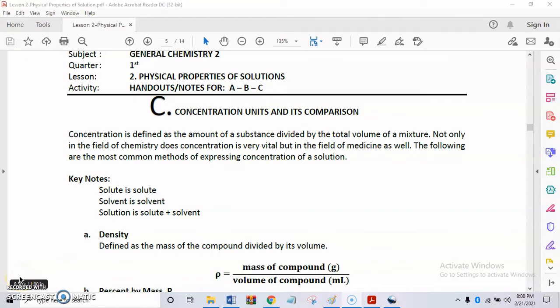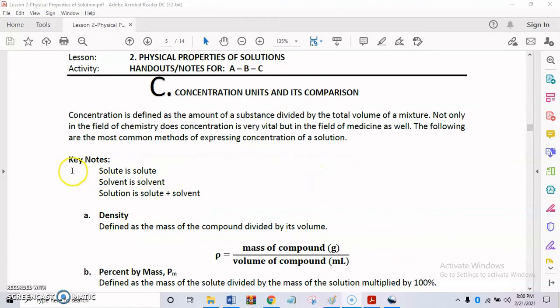Let us proceed to letter C, concentration units and its comparison. Concentration is defined as the amount of a substance divided by the total volume of a mixture. Not only in the field of chemistry is concentration very vital, but in the field of medicine as well. The following are the most common methods of expressing concentration of a solution. Keynotes: solute is solute, solvent is solvent, and solution is a combination of solute and solvent.